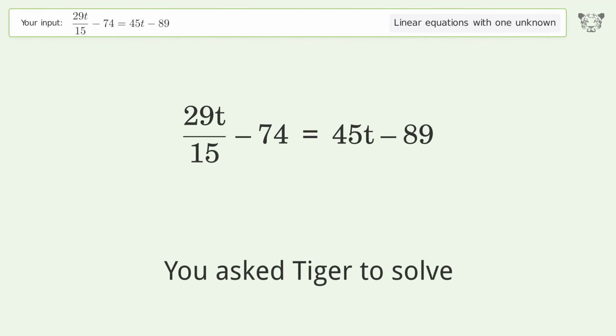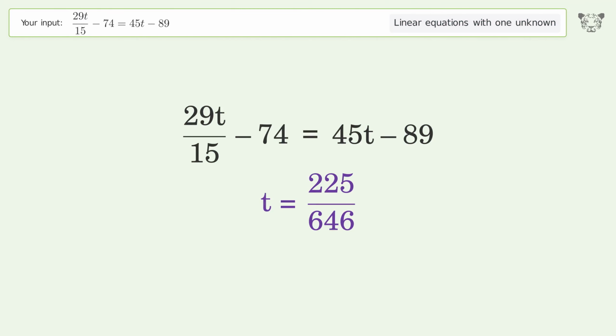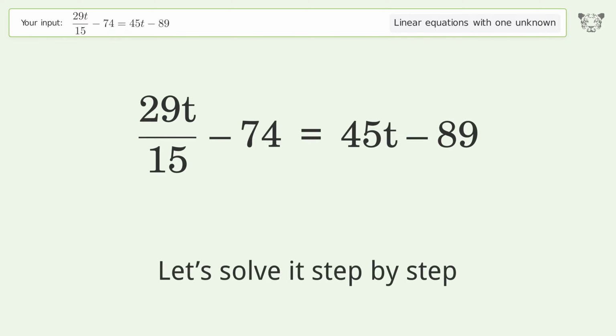You ask Tiger to solve. This deals with linear equations with one unknown. The final result is t equals 225 over 646. Let's solve it step by step.